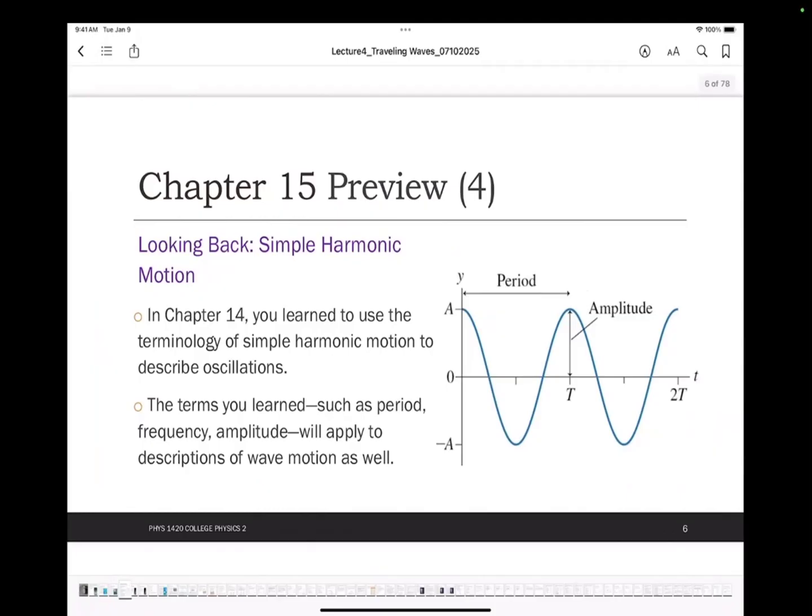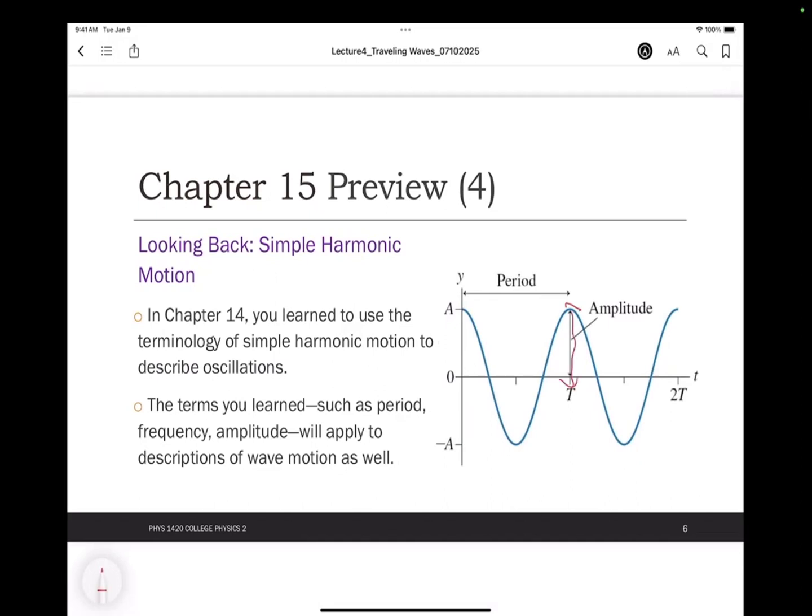Also, let's look back at simple harmonic motion. In chapter 14, you learned to use the terminology of simple harmonic motion to describe oscillation. Am I right? Most simple harmonic motion describing oscillation can be represented as a sinusoidal function. Does it make sense to you? The terms you learned were period, frequency, and amplitude.